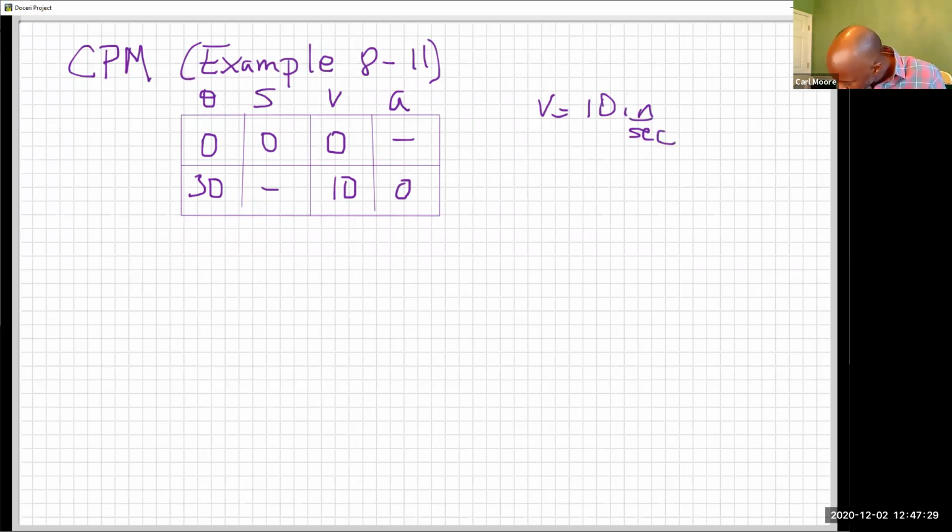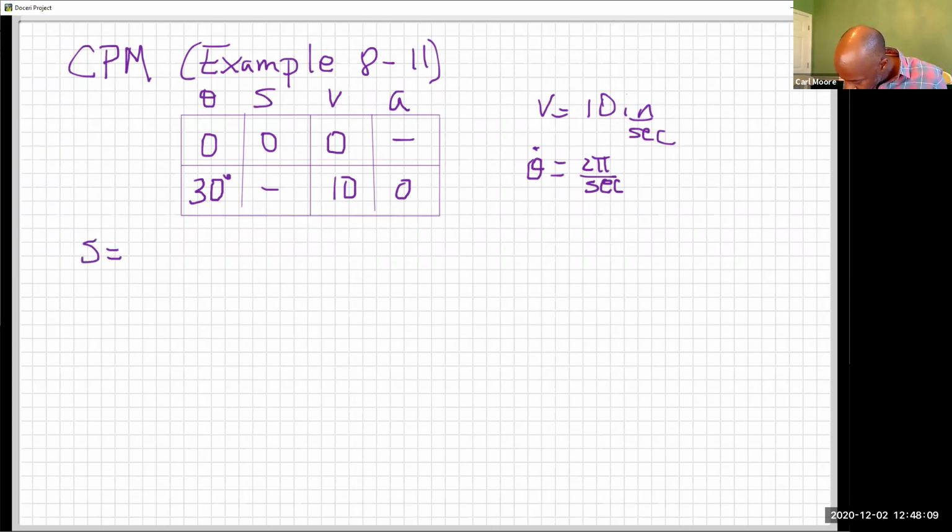Also, our theta dot, our cam angular velocity in this problem, was basically 1 rotation every second, so 2 pi radians per second. And as you can see, our beta is 30 degrees. Let me clean that up a little bit. Okay, so 30 degrees.